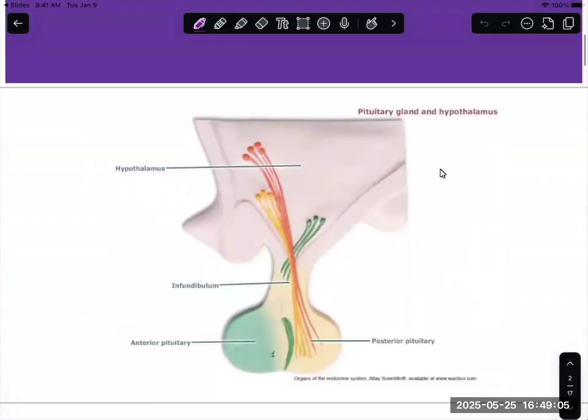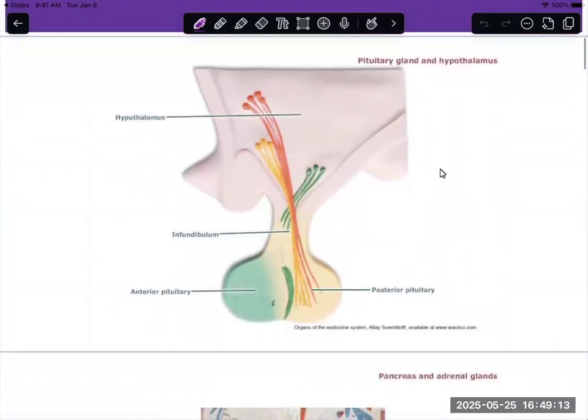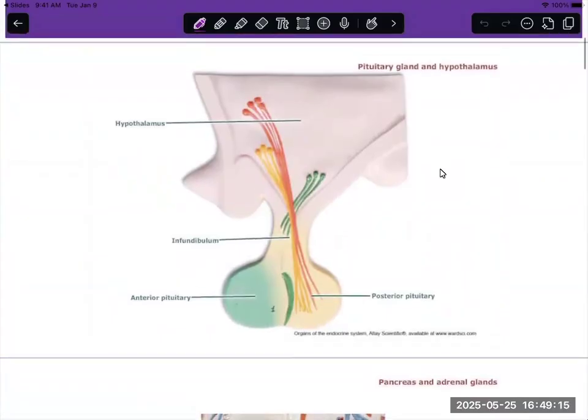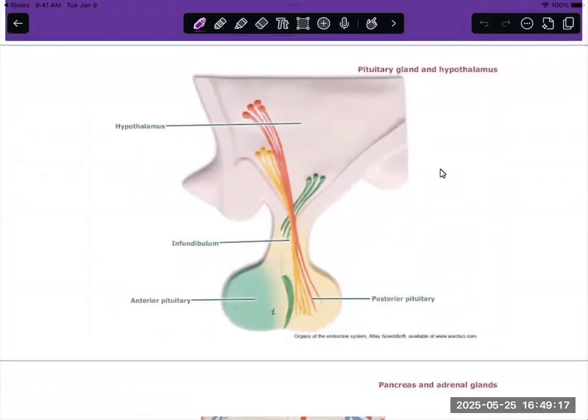So today we're going to go through the different endocrine glands, kind of where they're located, and some of the hormones that come out of them. So the first gland we have is the pituitary gland and the hypothalamus.